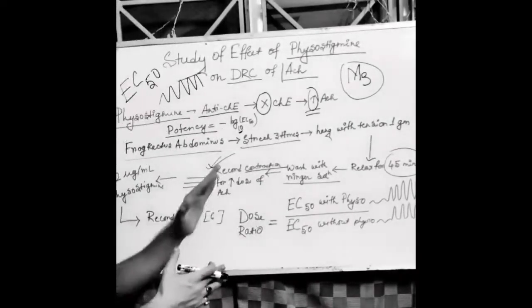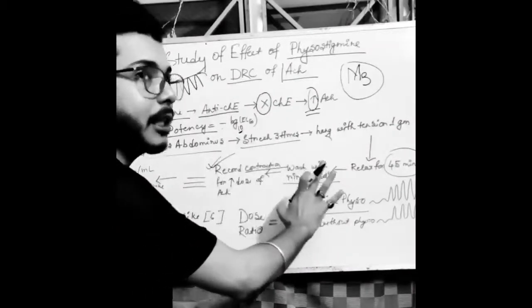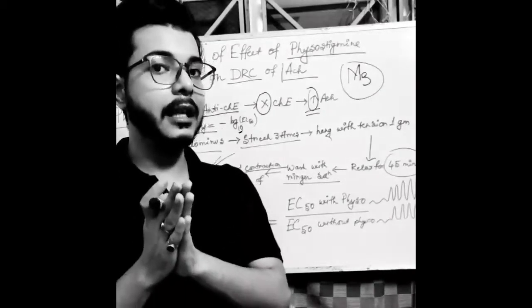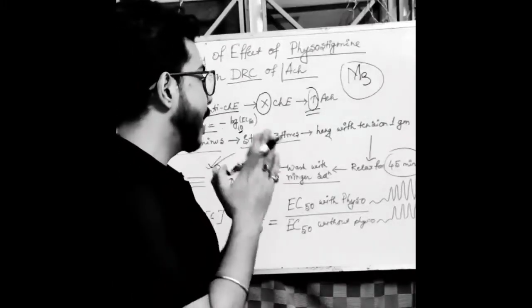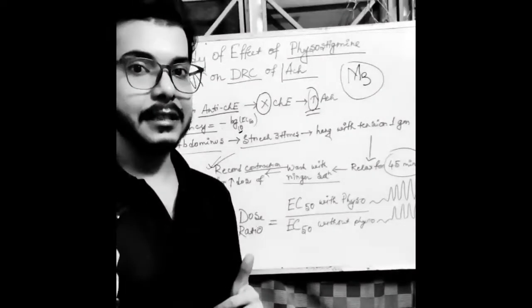Next, what are you gonna do? So your acetylcholine part is done. Here we have not added any physostigmine. Keep in mind, again I'm making you remember that physostigmine increases the potency or effect of acetylcholine.